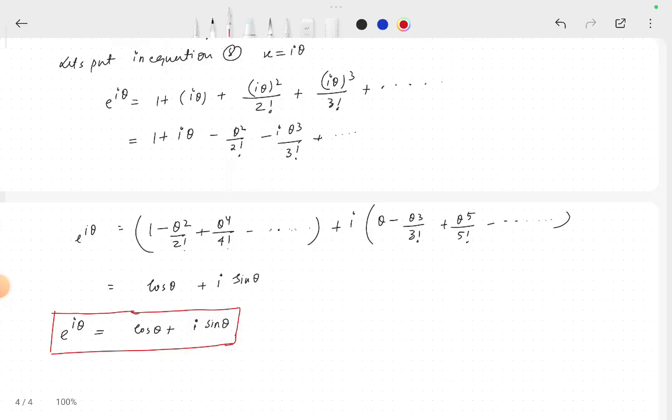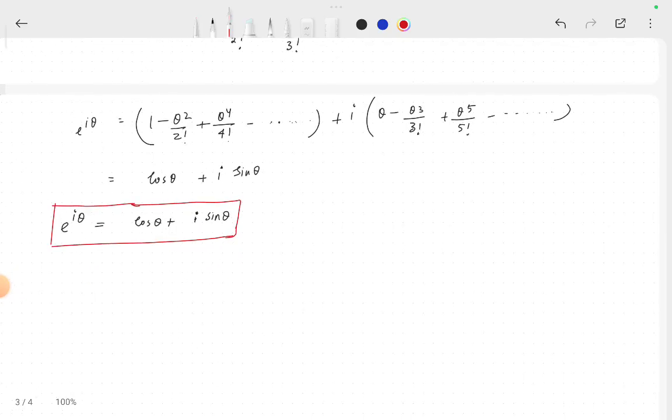So it is a kind of Euler's formula, e to the power i theta equals to cos theta plus i sin theta. So what is the value of e to the power minus i theta? So e to the power minus i theta is nothing but cos theta minus i sin theta. So these two Euler's formulas are very important. So please keep in mind every time when you solve any complex number.